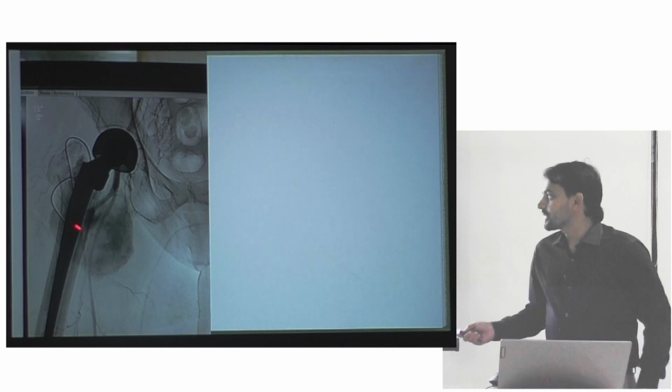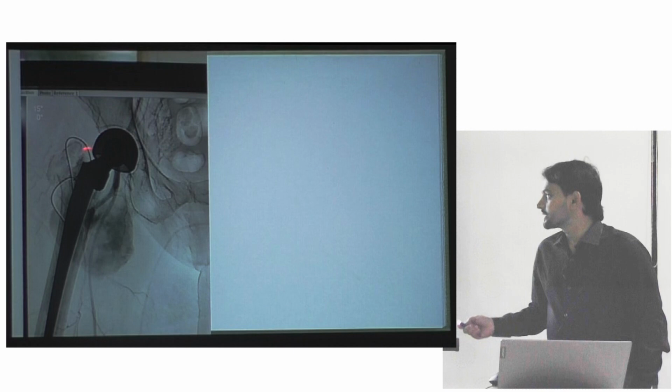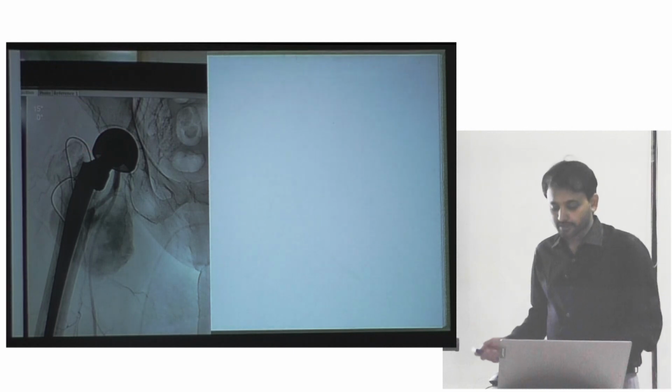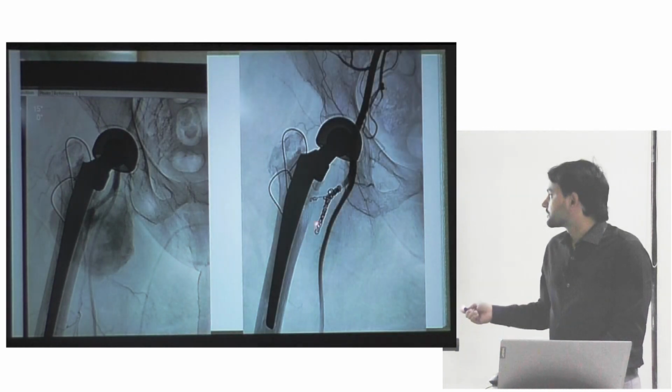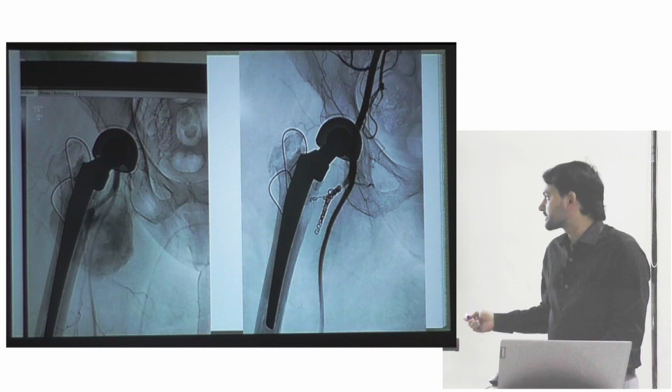So this is another condition, post THR. You can see the implant. There is a large pseudoaneurysm from the profunda femoris artery. This case we did in fellowship. We did a jail block from the profunda femoris artery, and you can see clear disappearance of the vascular blush here.